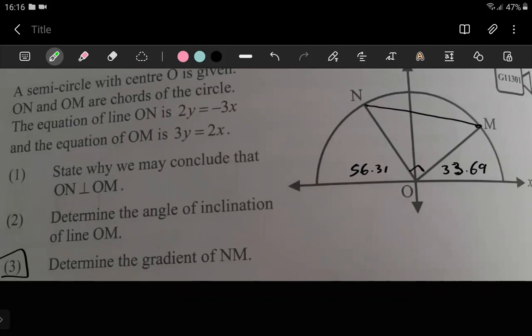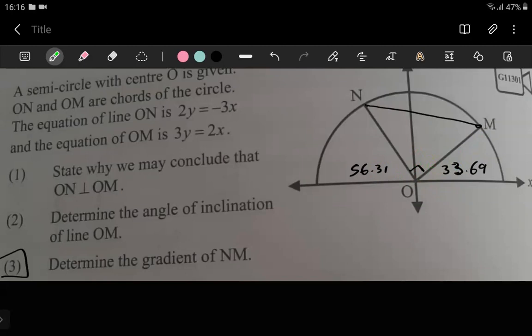Let's see. What's that thing? Oh yeah, so it says you determine the gradient of NM. I feel like I got distracted, but I'm back. So they want the gradient of NM. We were given this angle of inclination, and also this angle of inclination. Technically we're given all these angles here, and all these add up to 180. We might as well double check that, and they do add up to 180, so everything looks fine.